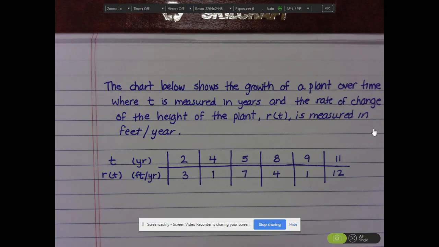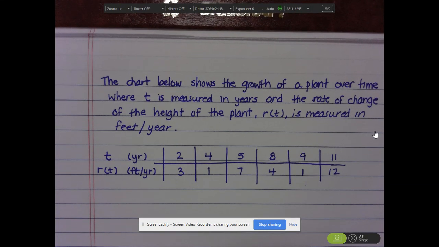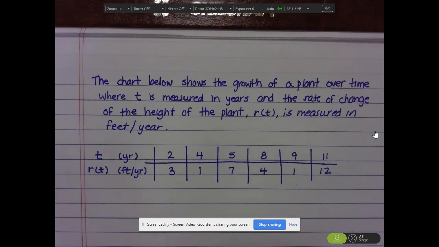Okay, so let's take a look at a Riemann sum in application. Again, these are more like types of situations you're going to see yourself in on the AP exam, as well as your test for this class. So we've got a chart. It shows the growth of a plant over time. T is measured in years, and the rate of change of the height of the plant, R of T, is measured in feet per year.